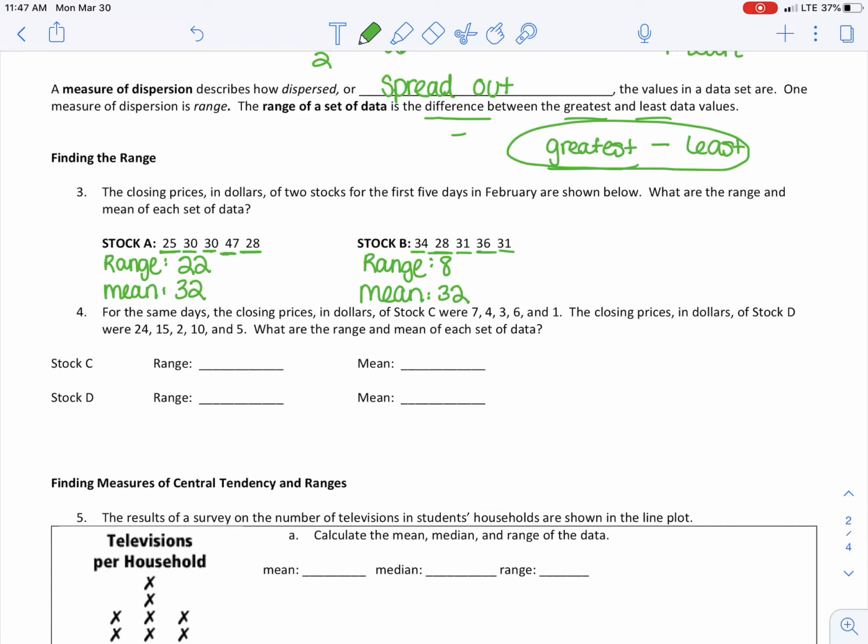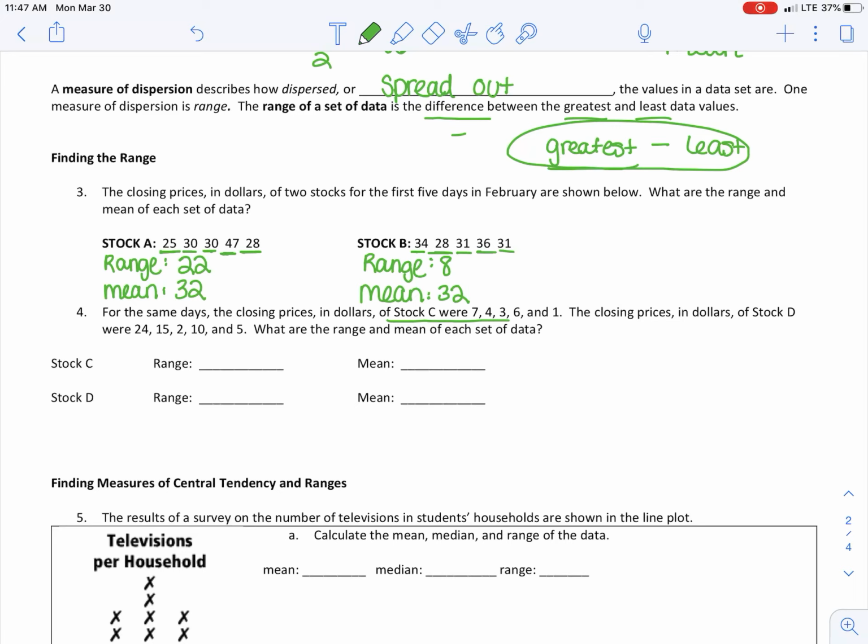It's asking us to do the same thing for number 4. It's just shown a little bit differently. It says for the same days, the closing price in dollars of stock C were 7, 4, 3, 6, and 1. And then for stock D, they were 24, 15, 2, 10, and 5. So again, we have to find the range and the mean for each of these.